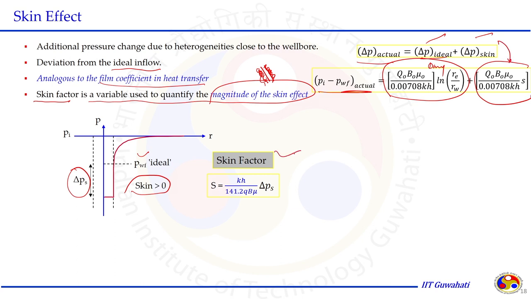This skin factor, the additional pressure drop, is denoted by S, and the parameters similar to what we have in our IPR equation also appear in the skin factor expression. It means we can include this skin factor in our basic IPR equation, and then the total pressure drop will be because of the Darcy law and because of the skin factor.